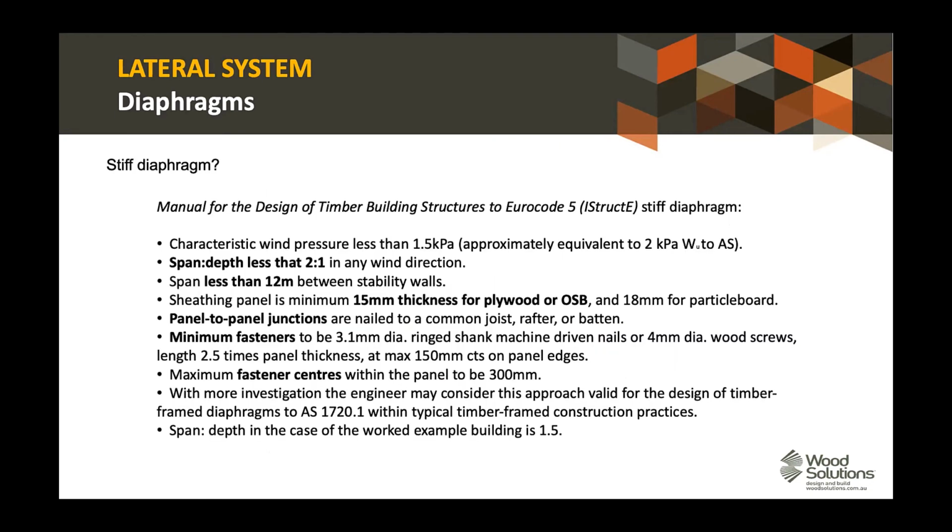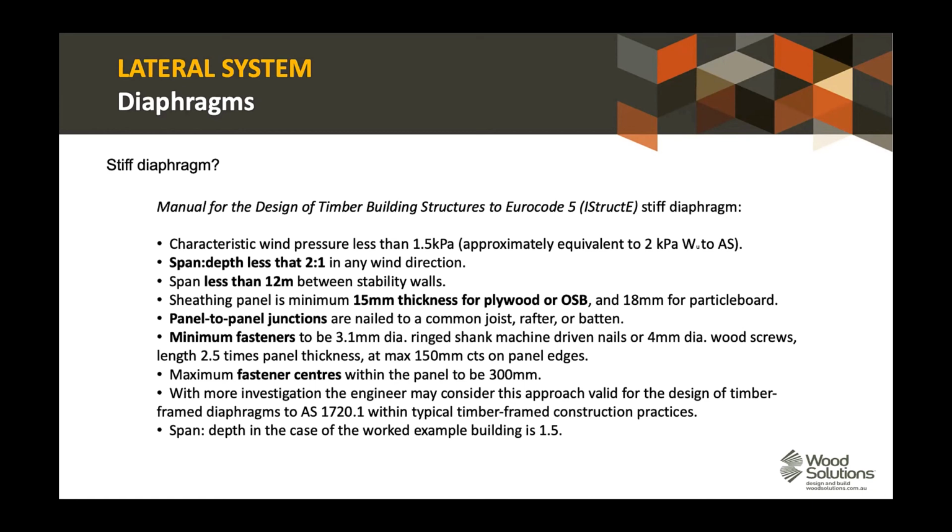So the guides for diaphragms in Eurocode 5, I'll just highlight the bold points there. Span to depth of less than 2 to 1, which this example building does. Less than 12 meters between stability walls, which if you're looking at a lightweight timber frame structure for a single occupancy resi, you're bound to have. Sheathing is minimum 15mm plywood or 18mm particle board.